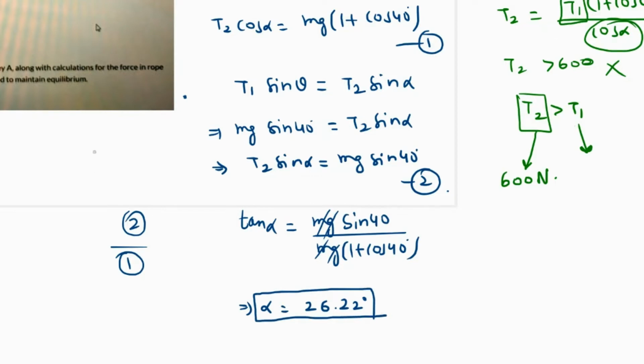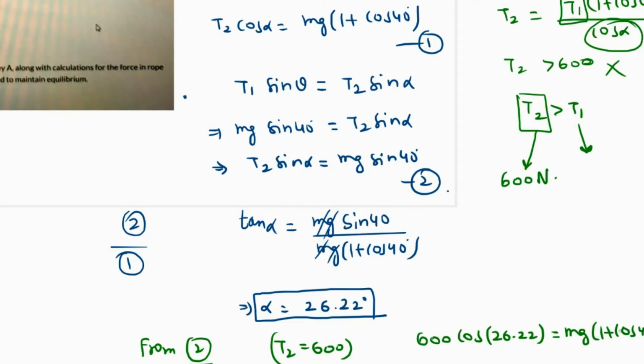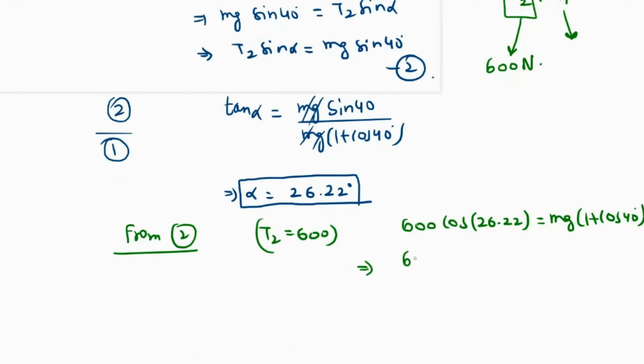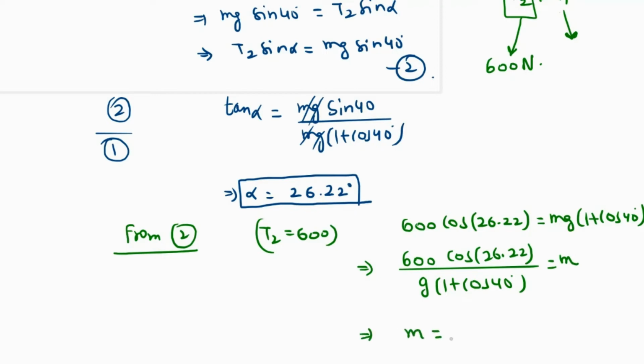Now we can easily find the value of m, because we can use any of the equations. Let's say we use equation number 2. We know that T2 is 600, so 600 cos of alpha, which is 26.22, should be equal to mg times 1 plus cos of 40 degrees. So m is 600 cos of 26.22 divided by g times 1 plus cos of 40. That will give the maximum mass. Let me grab my calculator again: cos of this value times 600, over 9.8, over 1 plus cos of 40. This value comes out as 31.10 kilograms. So that is the final answer. Thank you.